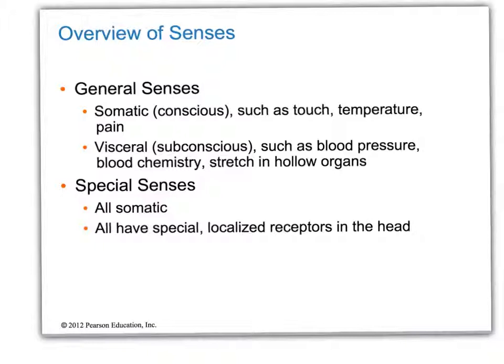So that's all we're going to say about the general senses. We're going to focus on the special senses. Special senses are all somatic, and remember that means that you're conscious of them. And the special senses are special because they have localized receptors that in general have some kind of complex organ structure, and as it happens, they're all located in the head. Of the special senses, 4 of them are going to give you information about the external environment, and 1 provides information about the internal environment.